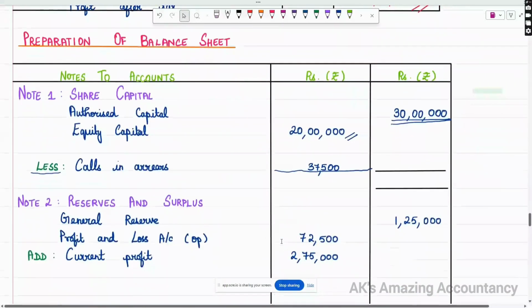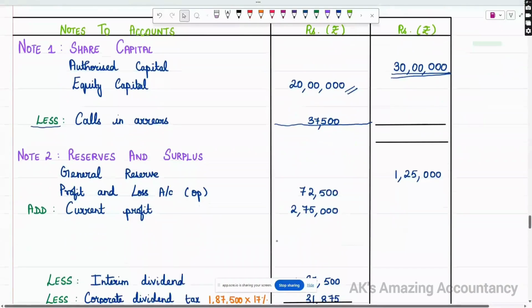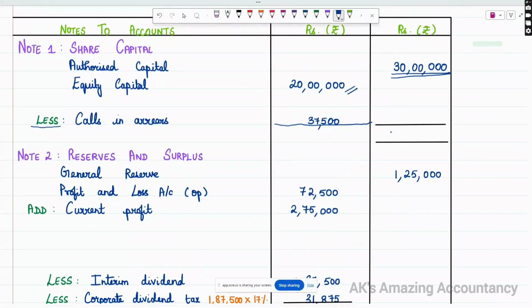Now the balance will come in the outer column. So the balance will be 19 lakhs 62,500. So let me enter that amount, 19 lakhs 62,500. Okay. So this is what is note 1. Let me get along with the next note, note 2. Note 2 is for reserves and surplus.